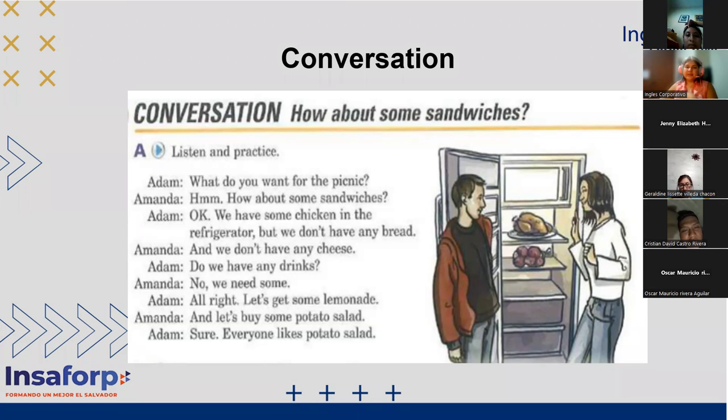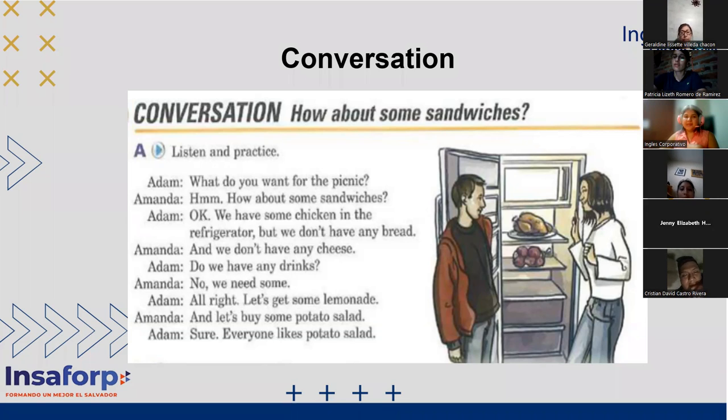Who else wants to participate? Who else? ¿Quién más quiere participar? Okay. Geraldine and Patricia. Go ahead. Geraldine, you will be the first one, and then Patricia, Amanda.